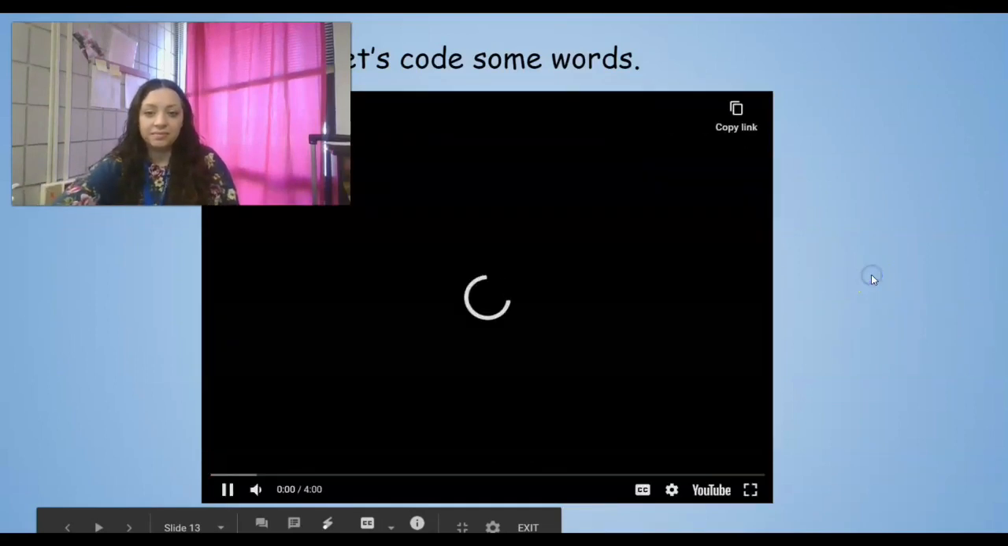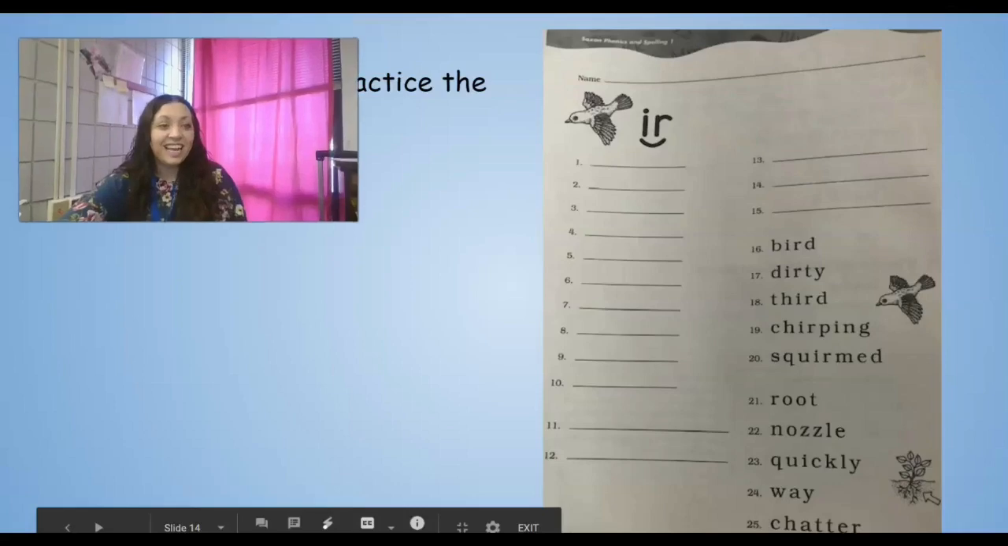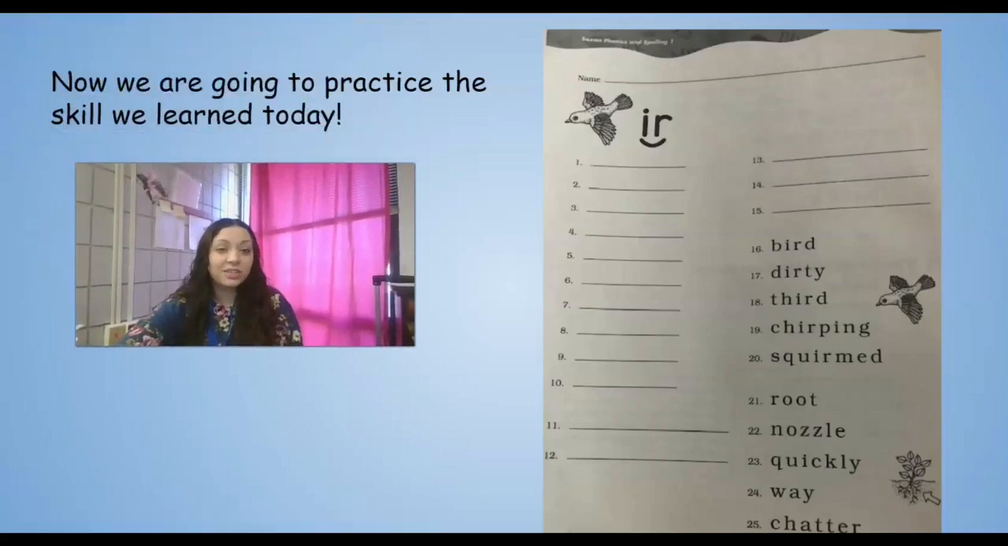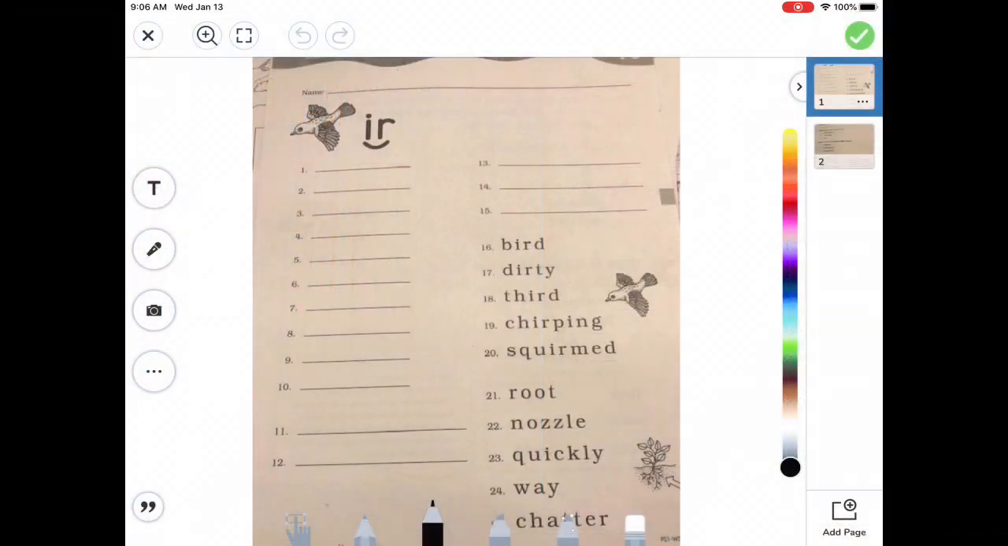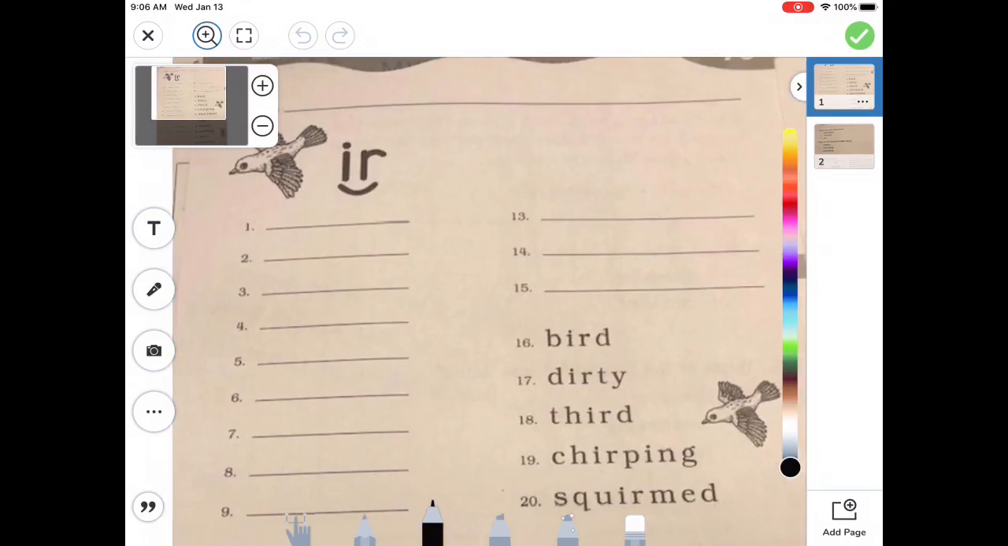Awesome job, guys. All right, now that we've made some words and coded some words and practiced that combination IR, we're going to go over and work on our activity sheet to practice it some more. All right, guys, we are ready to start our activity sheet. And remember, today we worked on that combination IR, like in bird.